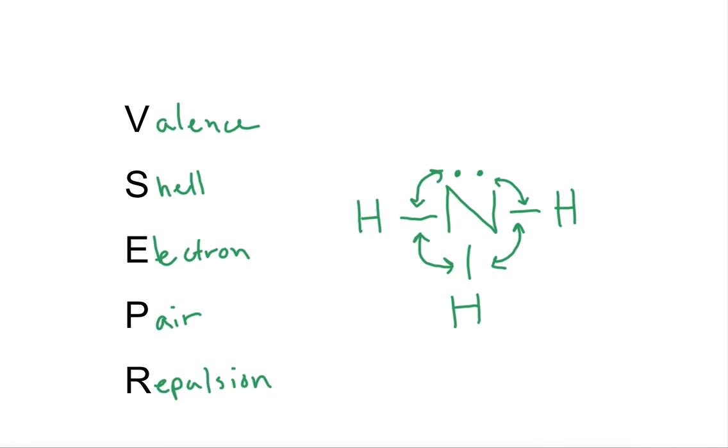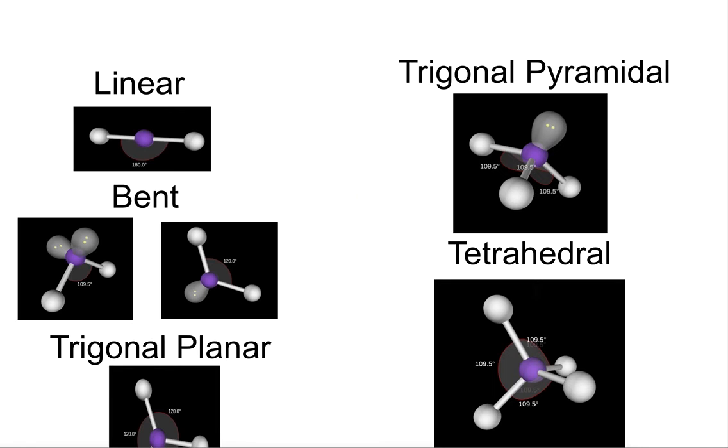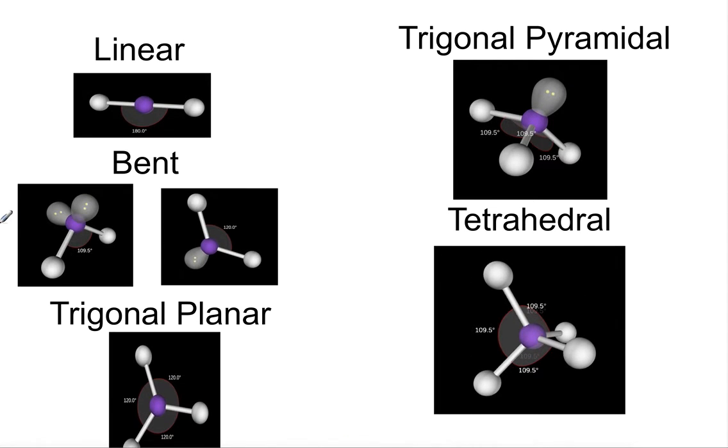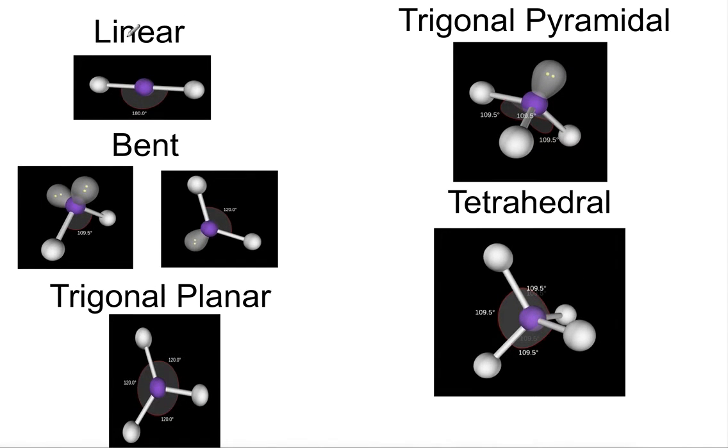There are a couple of basic shapes that we need to know when we are looking at VSEPR, and these are for fairly simple molecules. Here are the shapes that you can see right here. The first is linear, and in a linear molecule the atoms themselves are 180 degrees apart from each other because the electrons have repelled themselves as far apart as they can go.